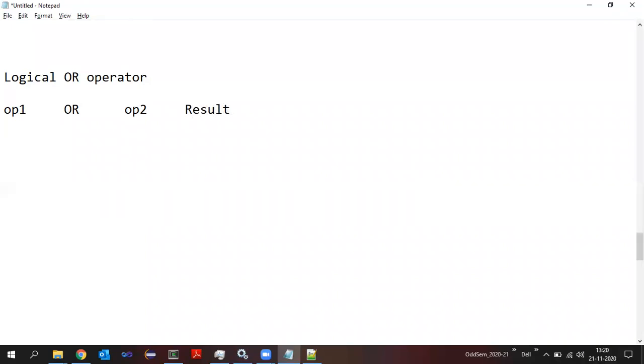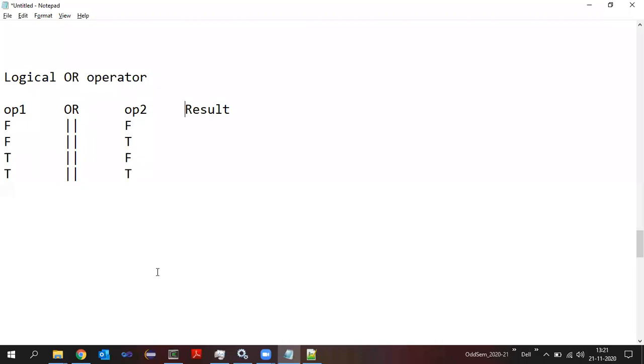Now again we can have the 4 possibilities here. Logical OR is represented by 2 pipes or 2 vertical lines. False, false, this is the first possibility. Second is false, true. Third possibility, true, false. And the fourth one is true, true.